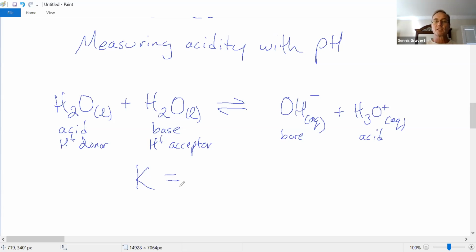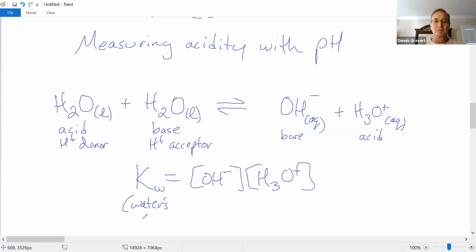If you write the equilibrium expression for this reaction, which always happens in water, you put the products over the reactants. So the products are hydroxide ion and the hydronium ion. And then you divide it by the reactants, but both reactants are liquids, so you leave them out. There you go. You could call this the Ka, because there's the acid being created. You can also call it a Kb, meaning this is the base equilibrium reaction, because they're producing hydroxide ion. But scientists say this is actually the Kw, water's equilibrium constant.